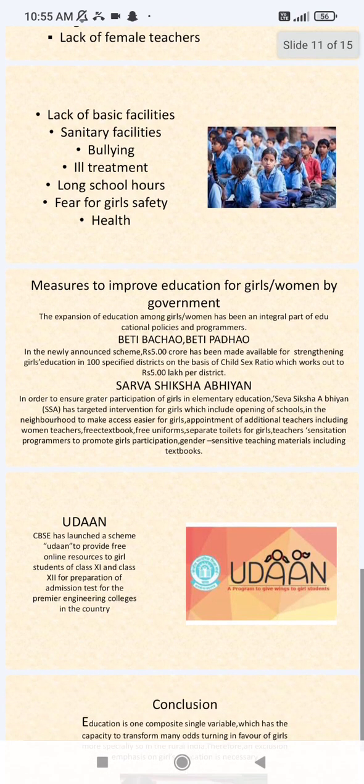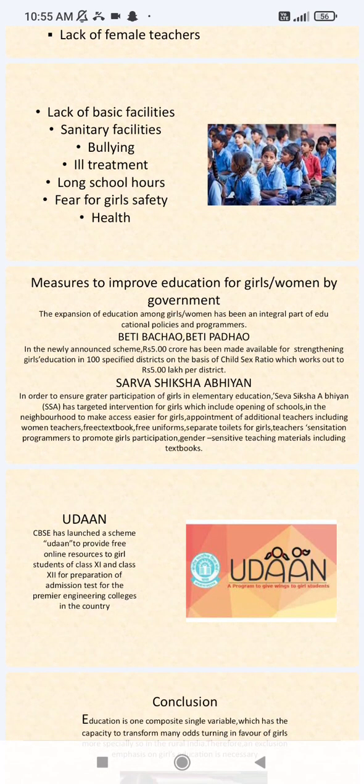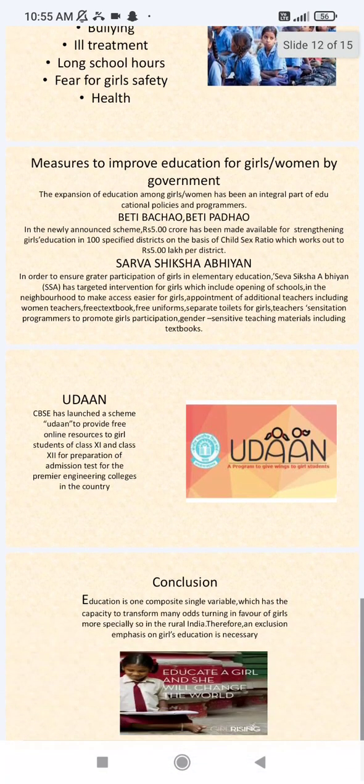Sarva Shiksha Abhiyan. In order to ensure greater participation of girls in elementary education, Sarva Shiksha Abhiyan has targeted interventions for girls, which include opening of schools in the neighborhood to make access easier for girls, appointment of teachers including women teachers, free textbooks, free uniforms, separate toilets for girls, sensitization programs to promote girls' participation, and gender-sensitive teaching material including textbooks.